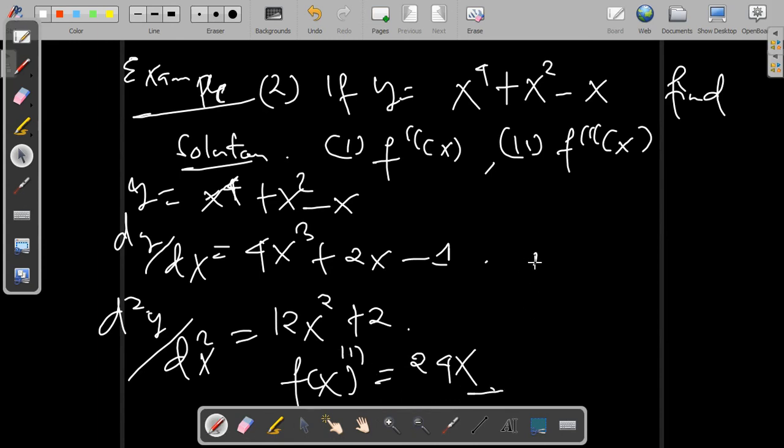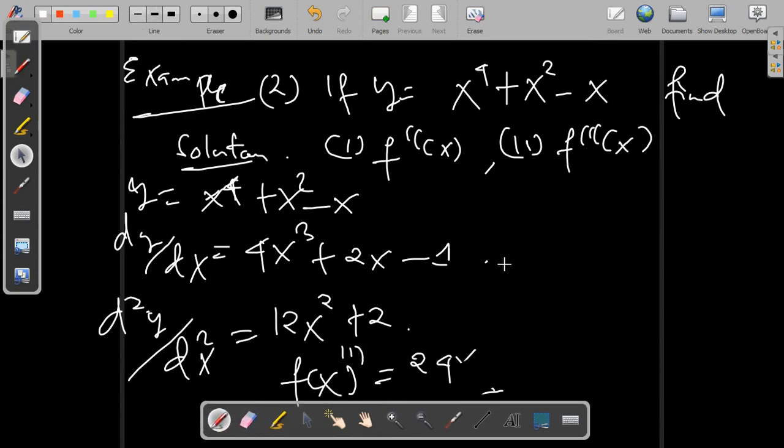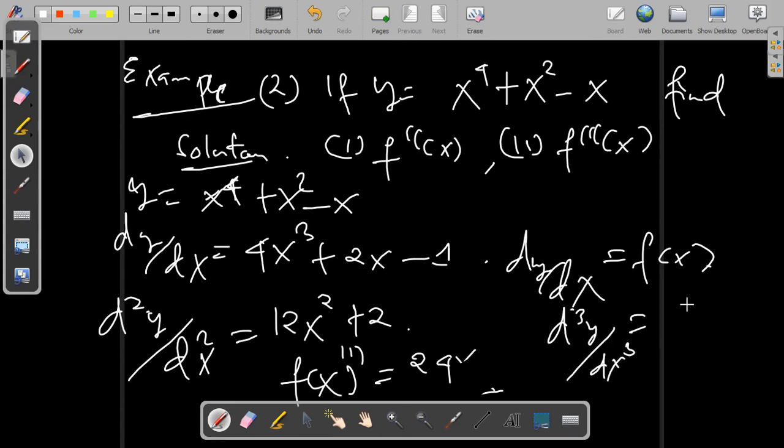As we consider the third order derivative of this function, with dy over dx as a function of x, the third order derivative that we give out is equal to 24x, as observed. So that is how we solve.